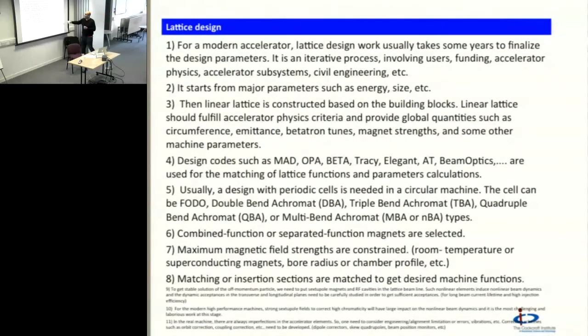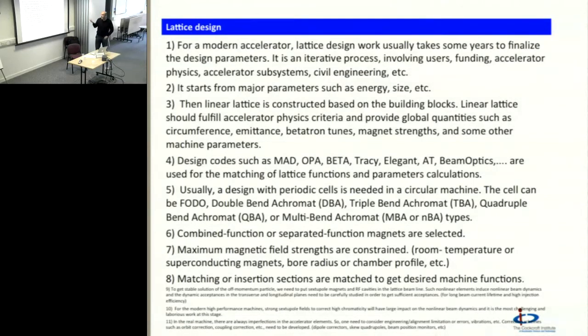You use some code: MAD, Beta, Elegant, Tracy, there's billions of them. And what they essentially do is what we've done by hand. They match lattice functions, they calculate apertures, they look at stability. Usually you have a periodic cell structure in a circular machine, and a linear machine, to be fair, and you have a whole bunch of building blocks. A FODO cell is our basic building block we've studied so far.